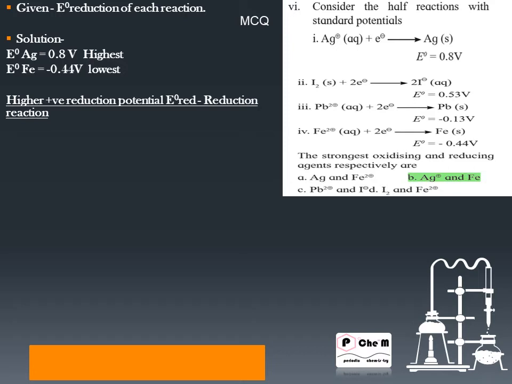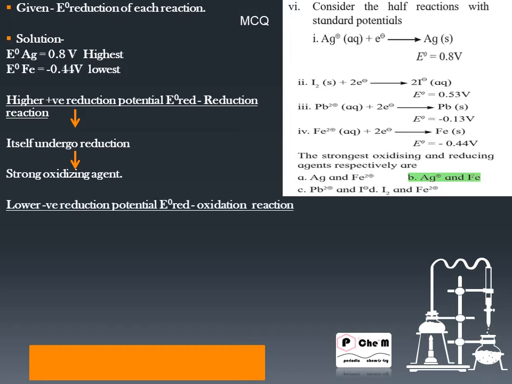We need to remember this line: higher positive reduction potential means reduction reaction. That means any reaction having a high positive reduction potential has a tendency to undergo reduction, and agents which undergo reduction are strong oxidizing agents. Therefore, we can summarize it as: the agent which itself undergoes oxidation will be a strong reducing agent, and the agent itself undergoing reduction will be a strong oxidizing agent, and the reaction having a higher positive reduction potential will undergo reduction.